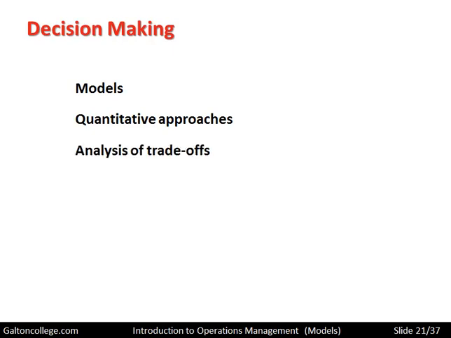We also have analysis of trade-offs. Sometimes machines can be used to produce different items. But obviously if the machine is producing one particular item, it can't produce the other one. So which one is best? Which one does the company need more urgently?